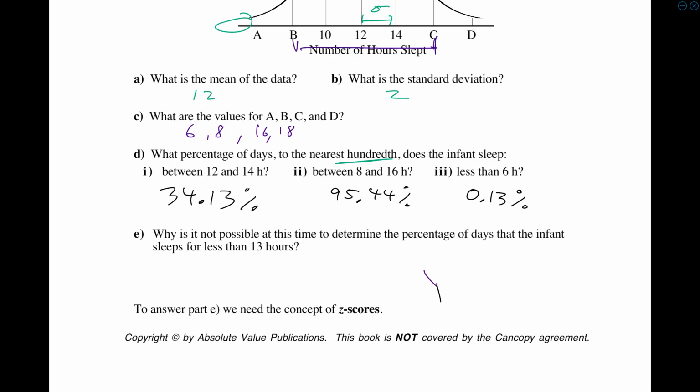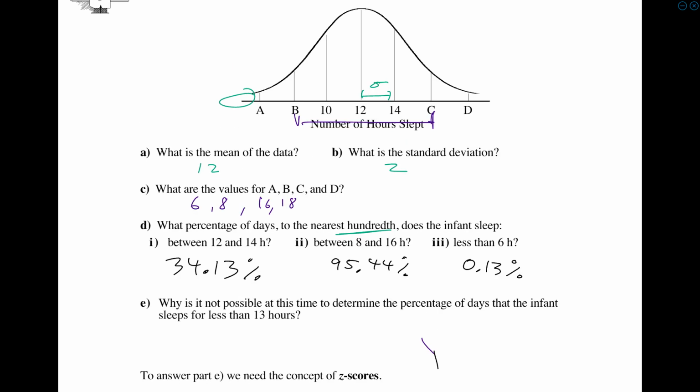Now, based on what we have here, why can't we figure out how many days they sleep less than 13 hours? If we were trying to figure out everything there, why can't we find that yet?